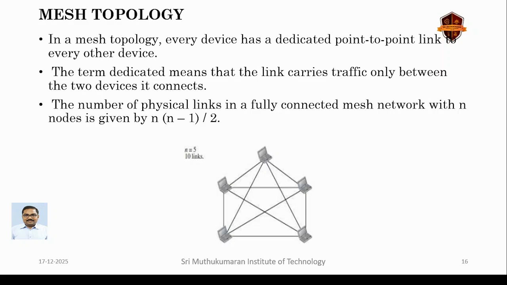So 20 divided by 2, that is totally 10 links. So that means each system will have 2 links. So totally forming 10 links. So this is what is called as the mesh topology.